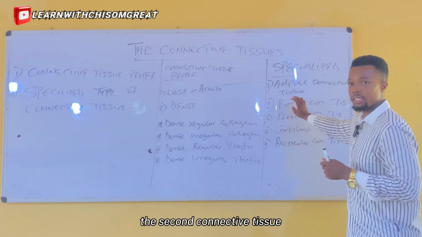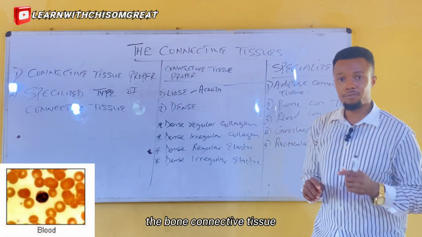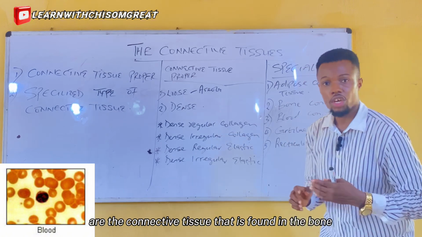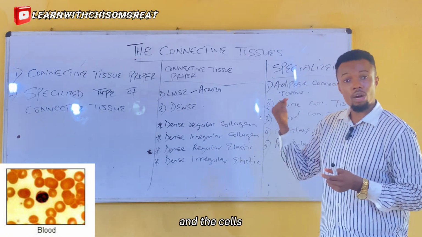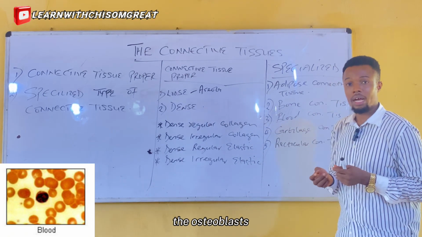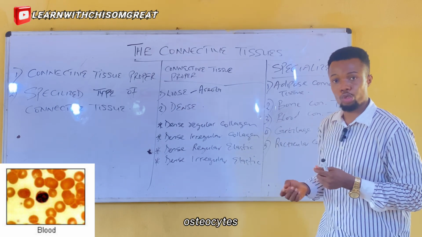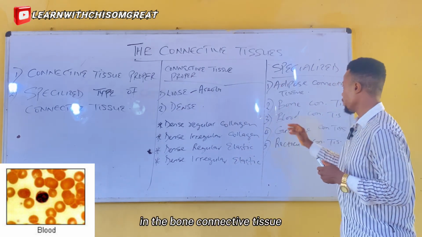Then the second connective tissue here, we have the bone connective tissue. The bone connective tissue is the connective tissue that is found in the bone. The cells of this connective tissue are the osteoblasts, the osteoclasts, and the osteocytes. These are the cells found in the bone connective tissue.